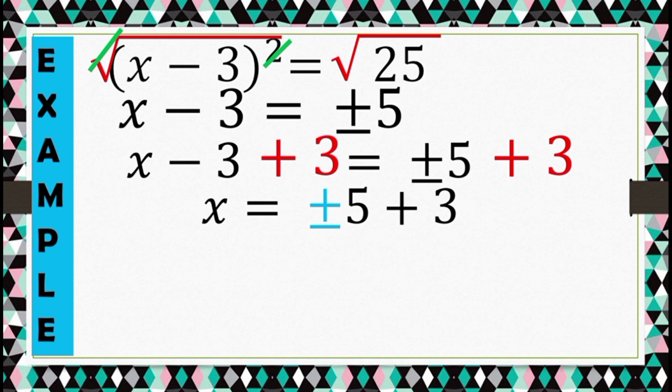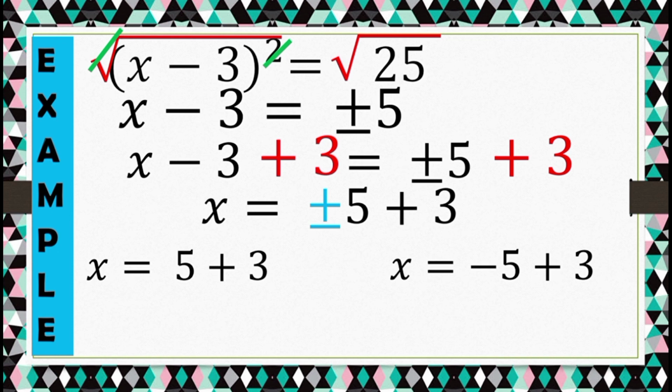So we need to separate the positive and negative symbol. So we will have to obtain two possible solutions. The first one, x is equal to 5 plus 3. That is for positive 5. X is equal to negative 5 plus 3. That is for negative 5.